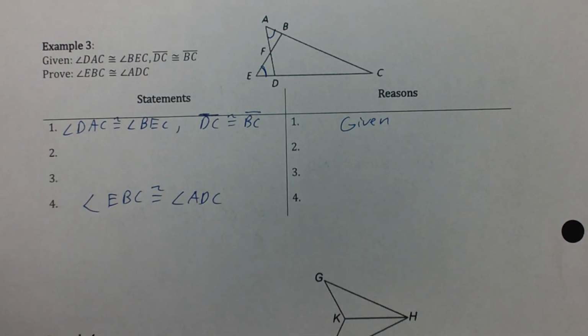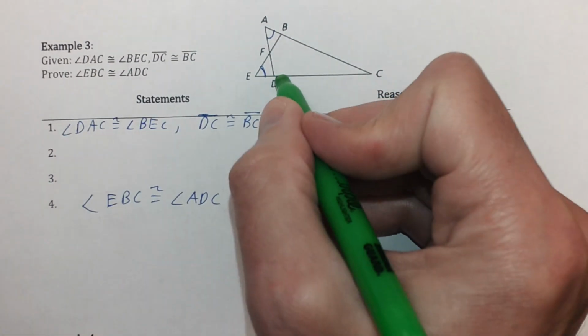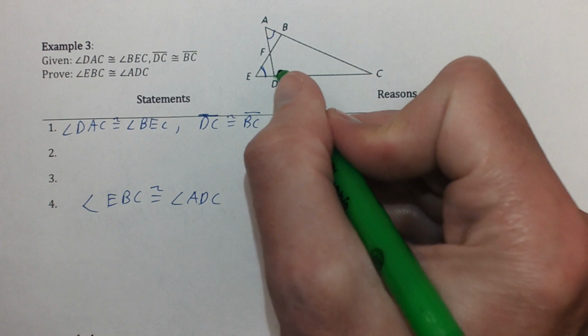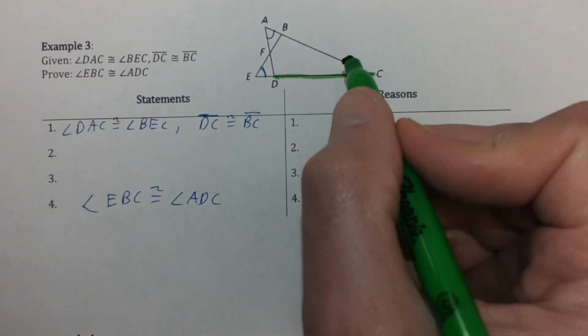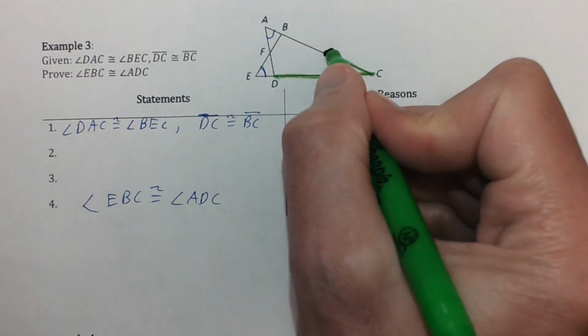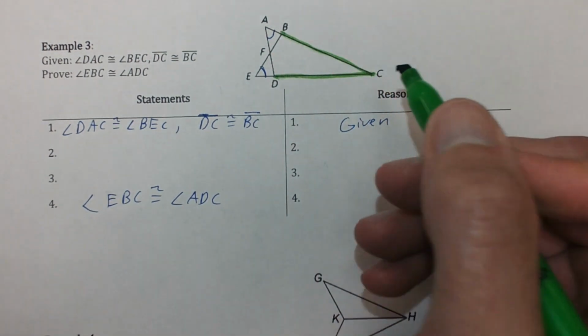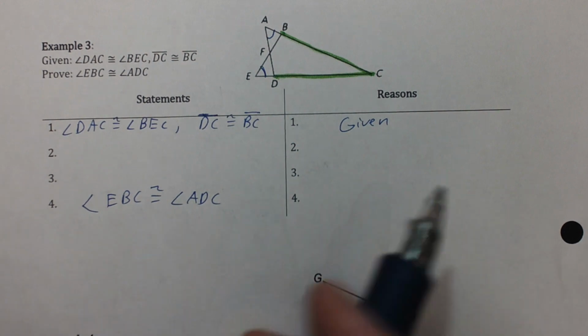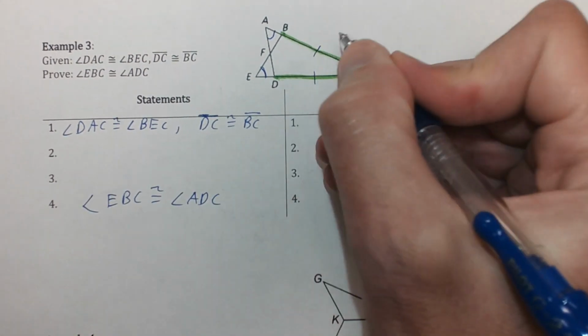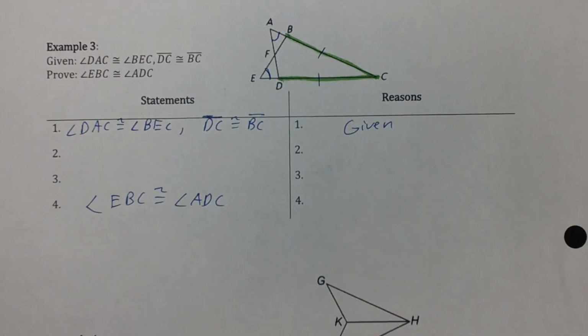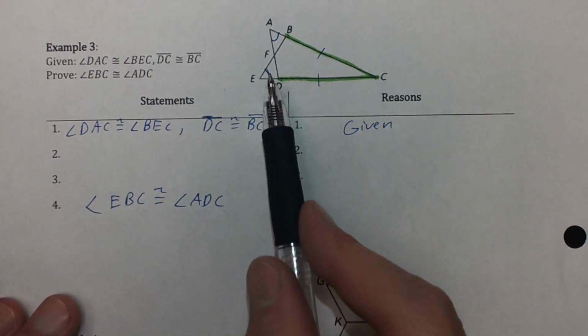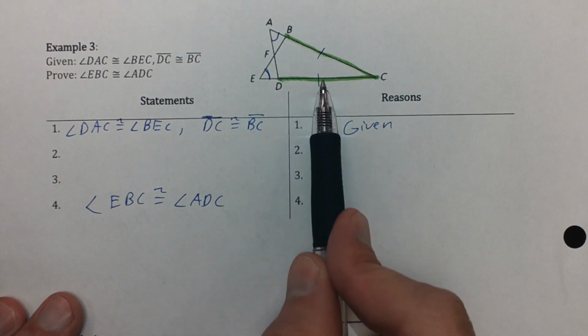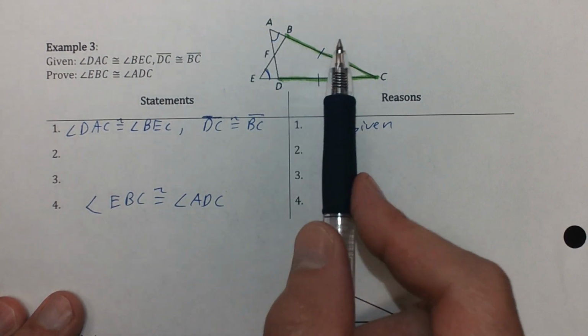And then I know that segment DC, I'm going to color code this with a marker, is congruent to segment BC. Those two segments are congruent to each other. So besides the marker, I'm going to use my single slash to indicate that they're congruent. And what do we have here? We have angle, side, and angle, side.